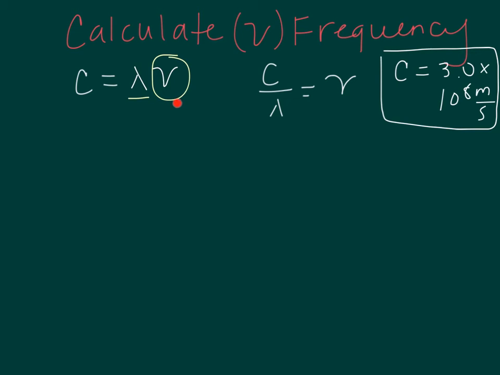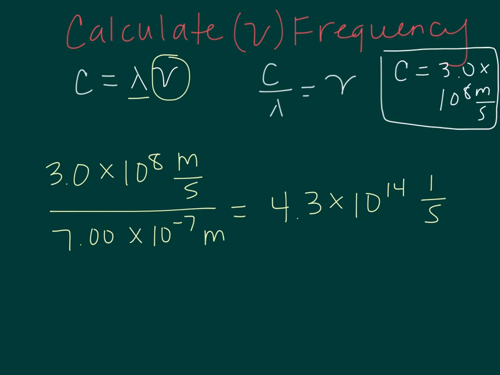Since we're trying to solve for frequency, I'm going to rearrange my equation and plug in the values. Here I've plugged them in, and we have 3.0 times 10 to the 8th meters per second. Remember, those are the units for our speed of light. And down here is our wavelength value that we calculated on the last slide, now in meters. Divide these two values, and you should come up with 4.3 times 10 to the 14th, 1 over S, or sometimes we'll call that hertz as well.